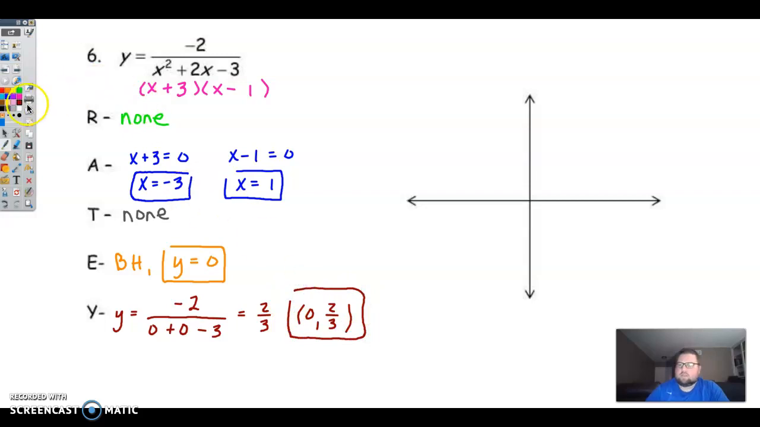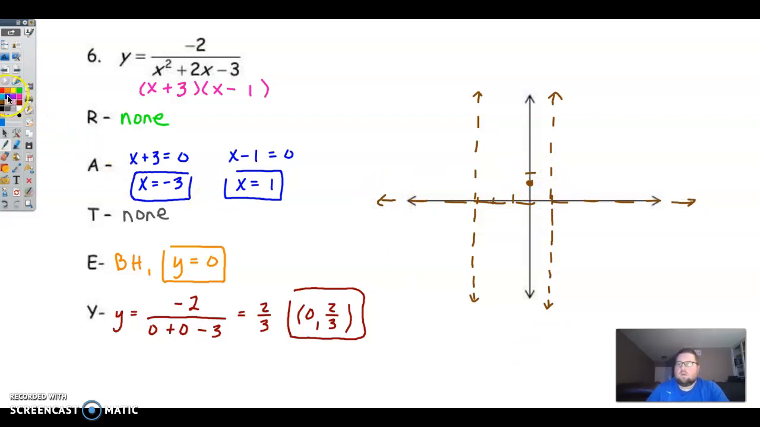All right, let's see what this graph's going to look like over here. So no roots. We'll start with our asymptotes. X equals negative 3. And x equals 1. Y equals 0, x-axis. And 0, 2/3. So right about there.